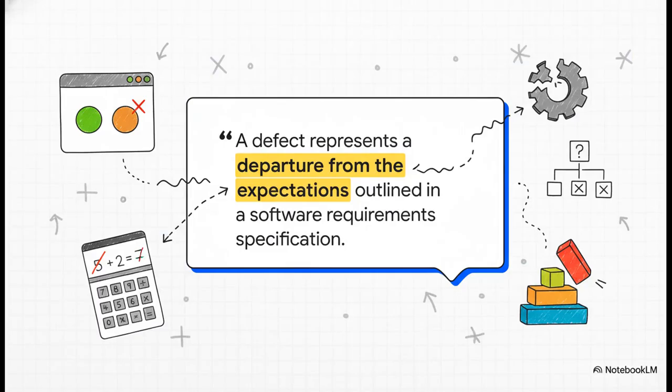And a failure isn't always some big dramatic crash. The official definition is simply a departure from expectations. So if a button is supposed to be blue but it's showing up green, that's a failure. If a calculation is off by a tiny amount, yep, that's a failure too. Basically, it's any time the software doesn't do exactly what it was supposed to do.